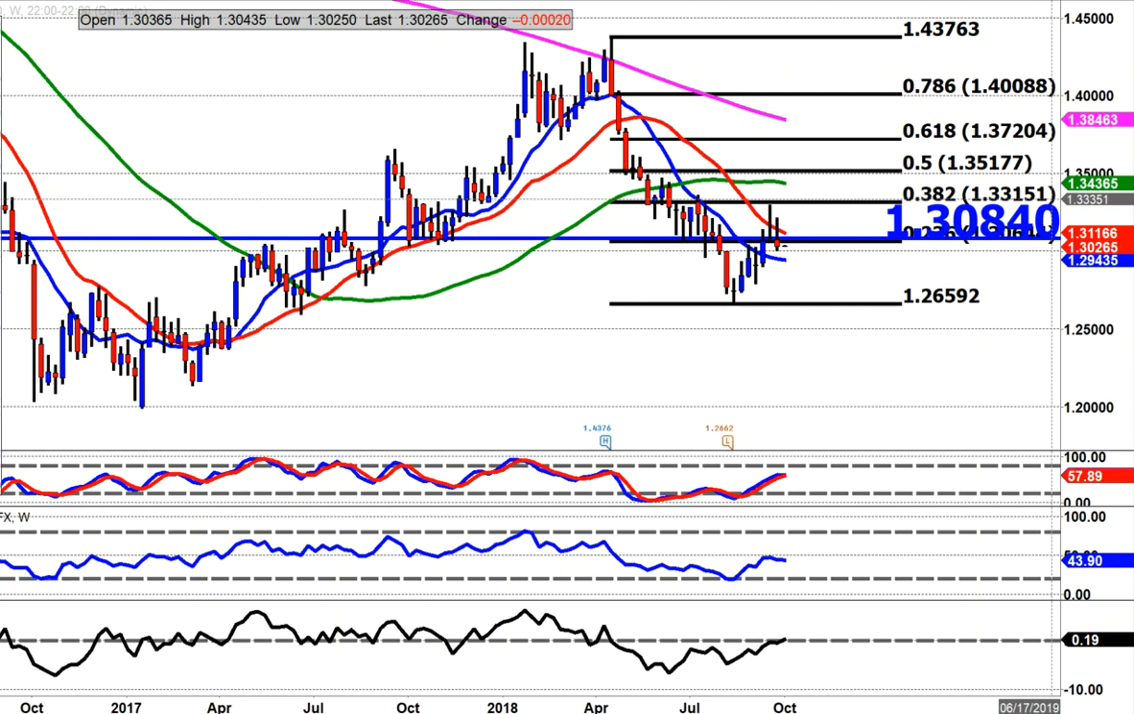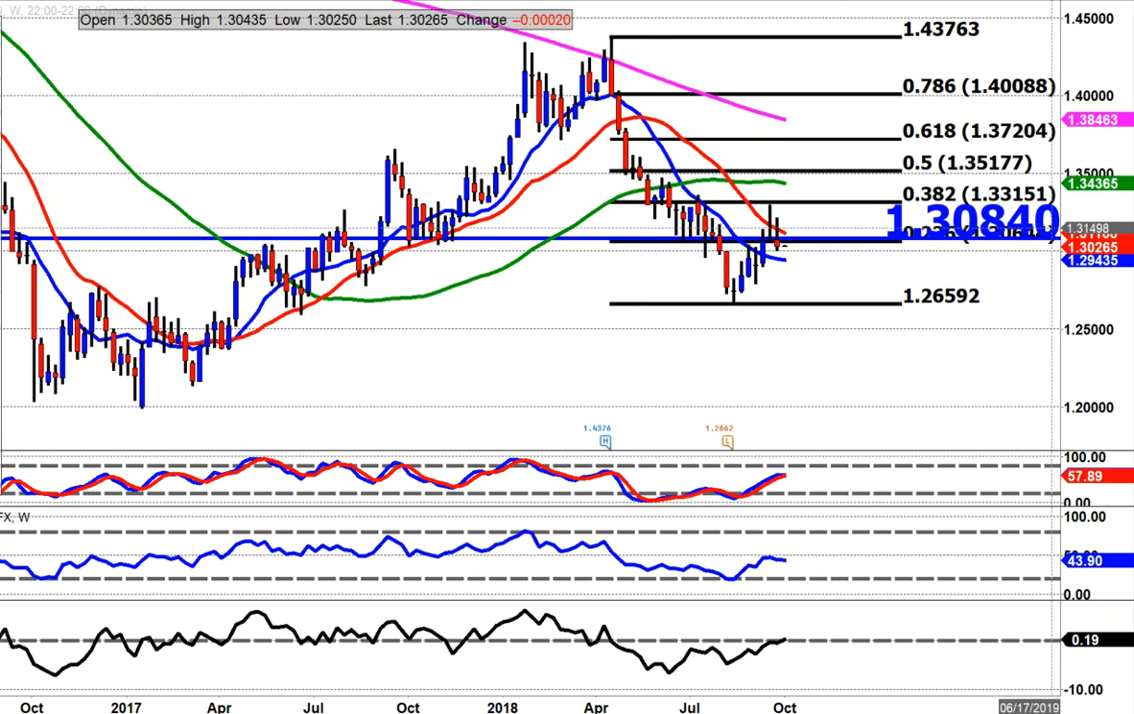Now, we've got our weekly pivot point at 130.84. Our daily is at 130.39. Now, the weekly moving average is coming in at 129.43. That is this little one here, okay? So there is a bit of support around in sterling. I can't say there isn't.